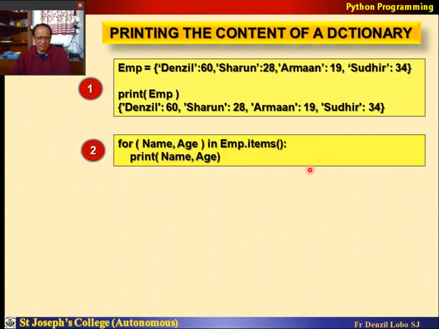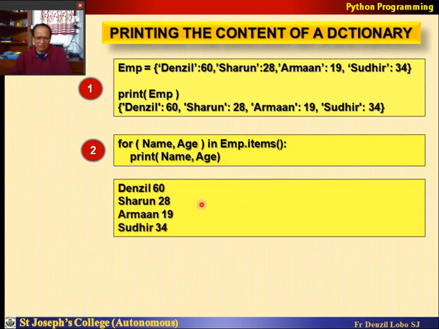The second way is that I use a for loop, as we have done. In this case, I get a tuple here, name, comma, age, from emp dot items. So these are the items: the first item, second item, third item, fourth item. For each item, it assigns the name to name and the age to age, and then I can print one after the other. As you see here, it will print Denzel 60, Sharon 88, Arman 19, Sudhir 34. So that is how we do it.